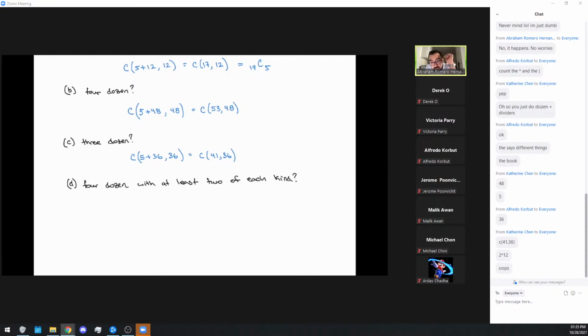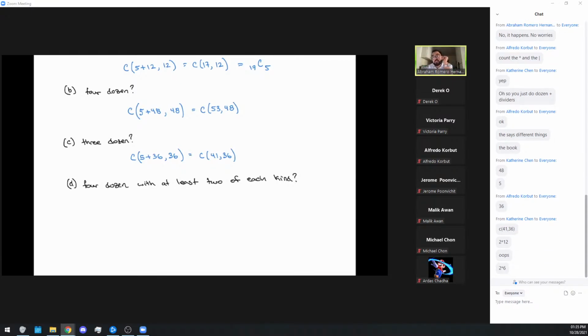Not 2 raised times 12. 2 raised to the 6, not quite. But there's the right idea in there. It's not 2 to the 6. So what it means by 2 of each kind means this.